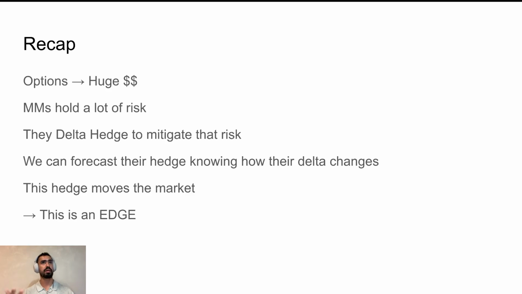And we can forecast their hedge knowing how their delta is going to be changing. And when market makers hold an enormous amount of options, this hedge is going to be an edge for us, right? It's going to move the market. That's very important. So let's begin with gamma.